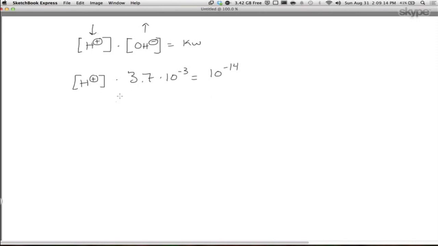So is this solution acidic or basic? That is going to be a basic solution. We can see that without doing any calculations because the amount of hydroxide is around 10 to the negative 3. And 10 to the negative 3 is much bigger than 10 to the negative 7. Okay, so now let's proceed with solving the problem.